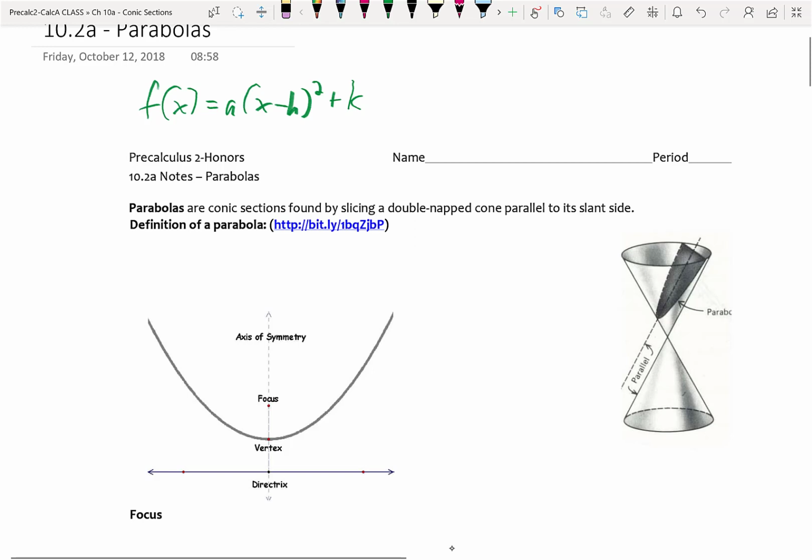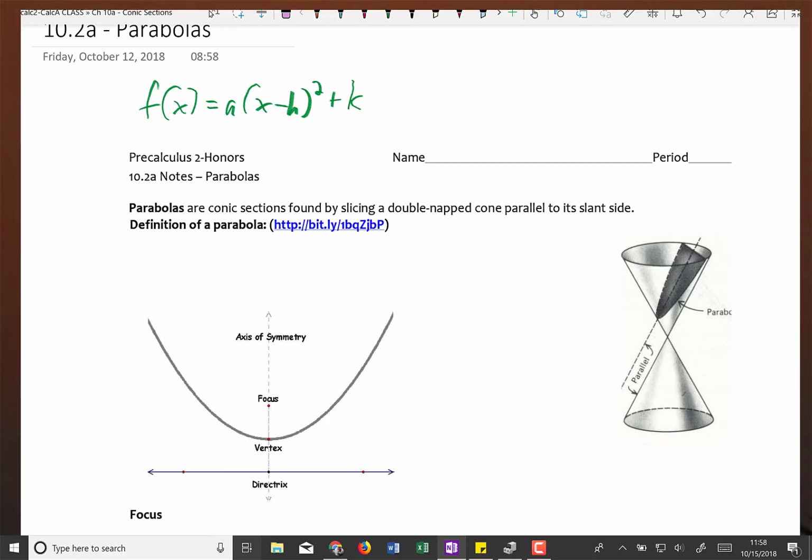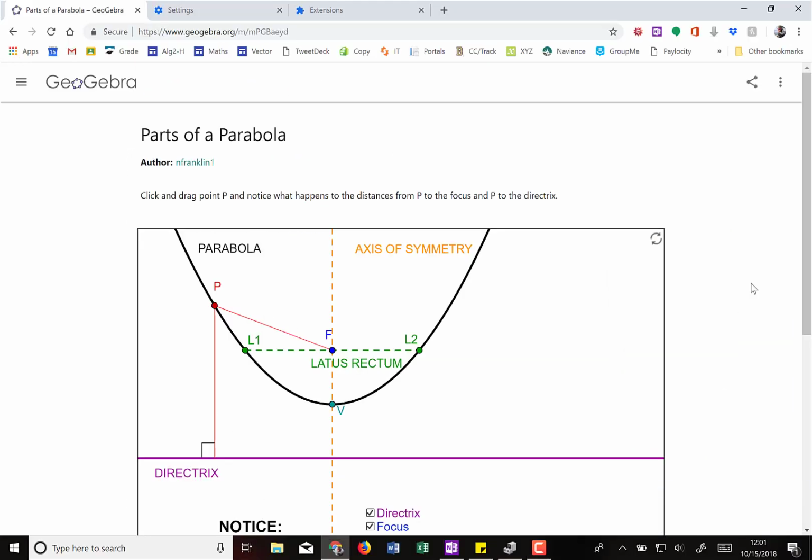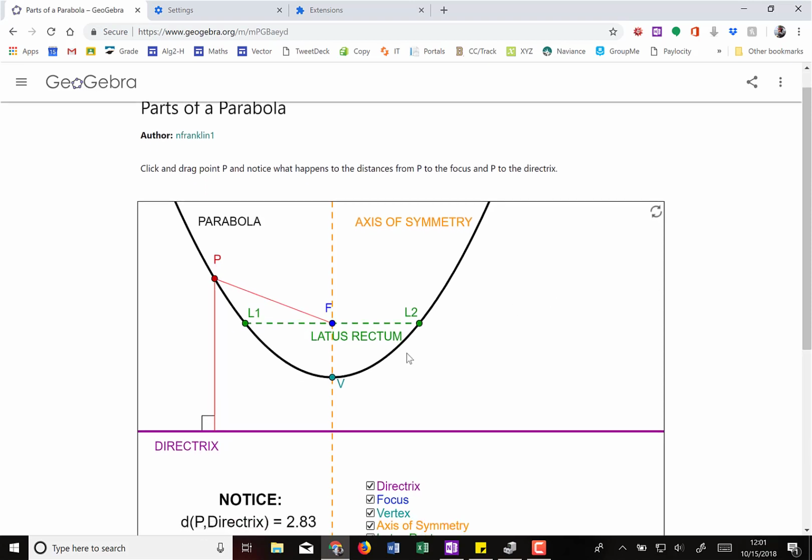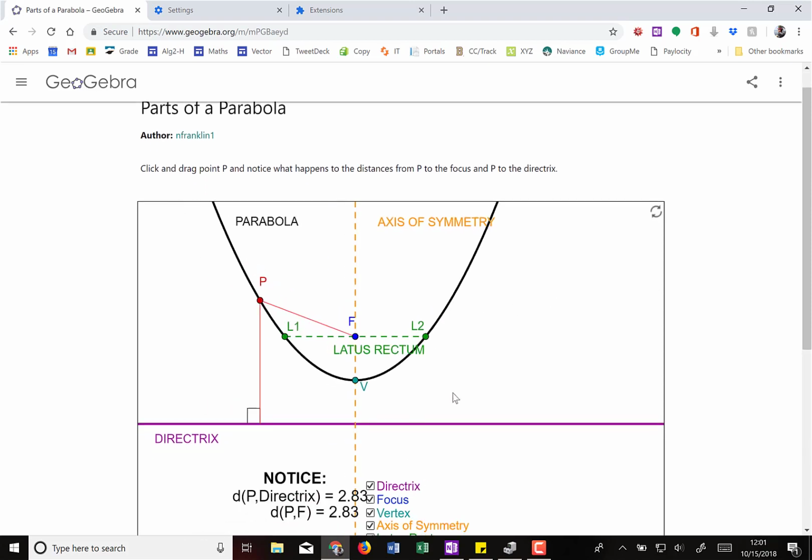If you visit this bit.ly link, which I'll do here in a second, this was created by our very own Nick Franklin, and it talks about many different features of a parabola. So I wanted to have that link up there for you. It takes a little bit of redirection.